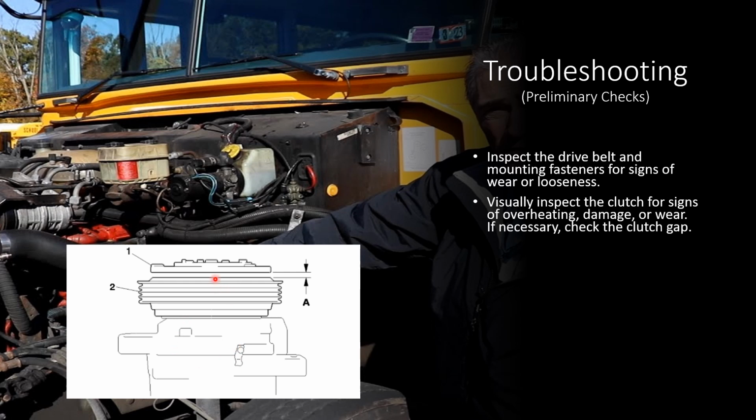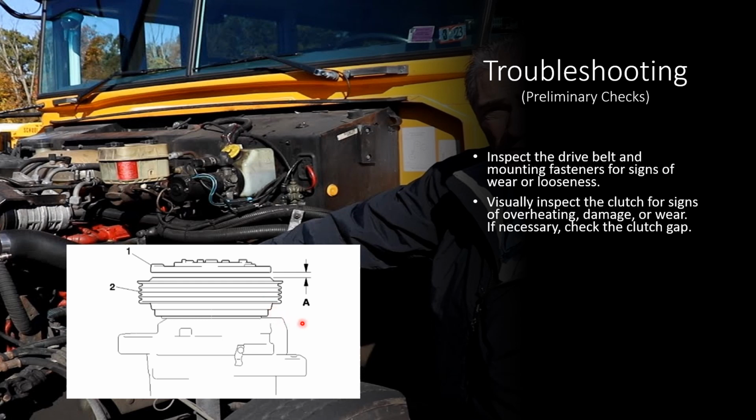Now, there's going to be a gap in between here. This gap is going to be a specification. This is gap A, right? So this gap is going to be specified by the clutch manufacturer. So a Denso clutch is going to have a different specification than a Sanden clutch, and they're all going to vary. And so you need to be able to do the research and figure out what clutch you're working on and what the gap should be.